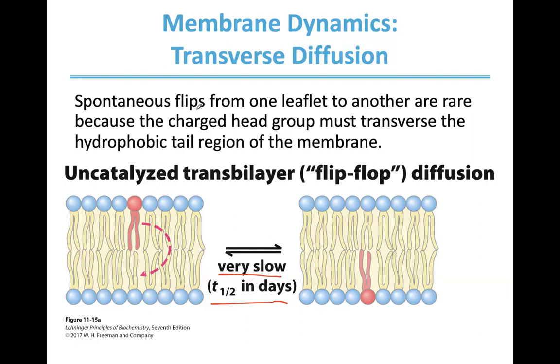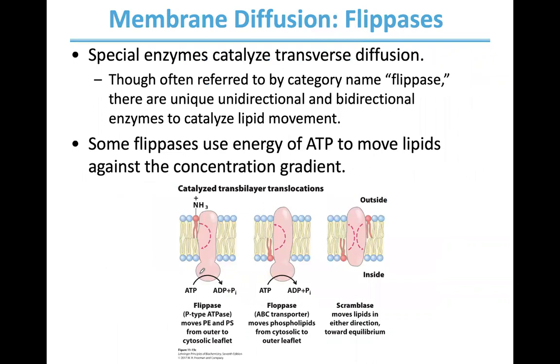But we also talked about membrane asymmetry, right? We know that the types of lipids in the outer layer are not the same as the types of lipids on the inner layer, and that is maintained by the cell. There are special enzymes which actually accomplish that kind of transverse migration or flip. So generally, you can call these enzymes by the name flippase, but there are actually different types of flippase, and they each have their own name.